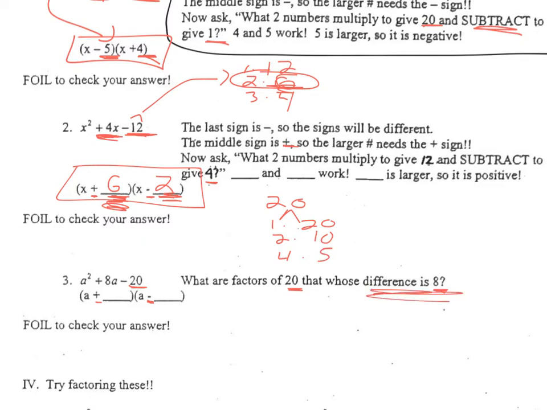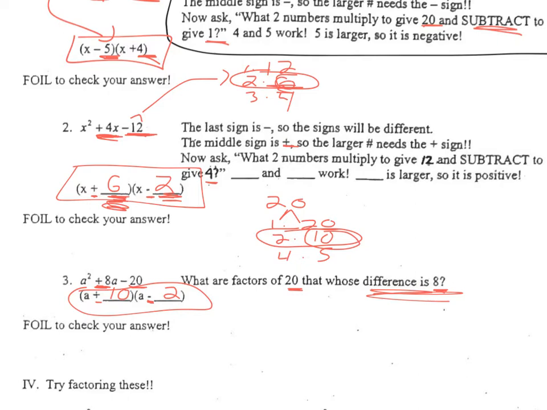Well, out of these 3 pairs, this does: 10 minus 2. Now it matters where we put the 2 and the 10. Is the 2 going to be positive or is the 2 going to be negative? This gives it away. Since that middle sign's a plus, the bigger number, which is 10, is going to go with the plus. So we're going to put the 10 with the plus, 2 with the negative.